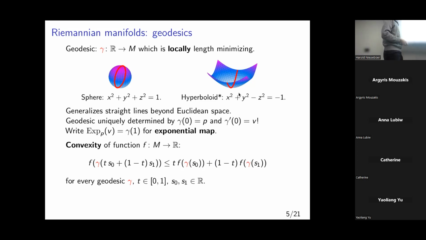So when do I call a function convex? Well, I take my function, and whenever I restrict it to some geodesic, I get a function from R to R essentially. And then I would just want this function to be convex. So you can write it as this estimate: f at gamma of some convex combination of times is at most t times f of gamma at one endpoint plus 1 minus t times f of gamma at the other endpoint.